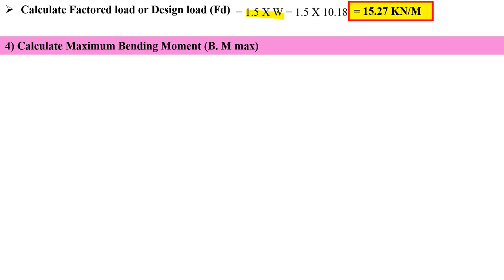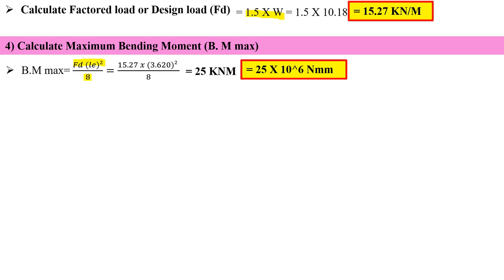Now let's calculate the maximum bending moment. So the formula for the same is Wd into Le square upon 8. So factored load, which we already calculated, and Le we already calculated. Just putting the values, I'm going to get 25 kilonewton meter. But I want all the values in Newton mm.